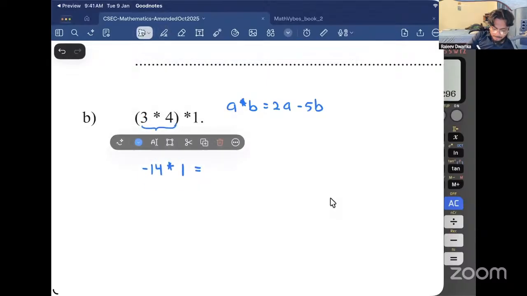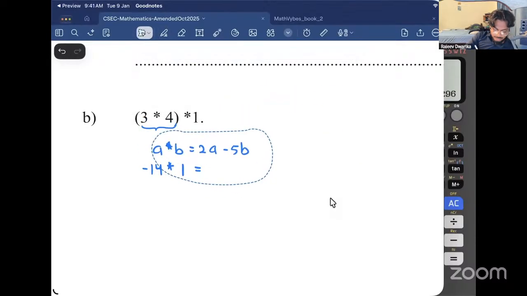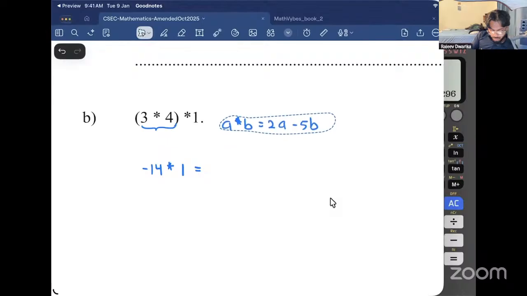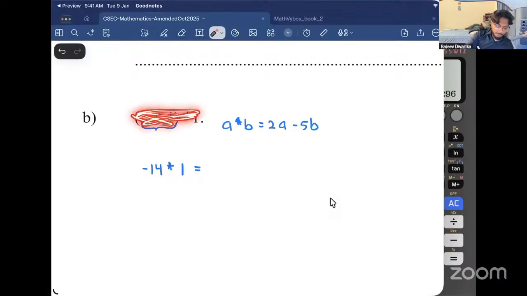Wait, I want you to compare this to this. So what is taking the place of A? What are we gonna plug in for A? If you're comparing it, what are you plugging in for A? The 3. Nah, not the 3. Again, we worked this part already, so forget about that. We know that 3 star 4 is minus 14. So the problem now becomes minus 14 star 1. So forget about this for now.